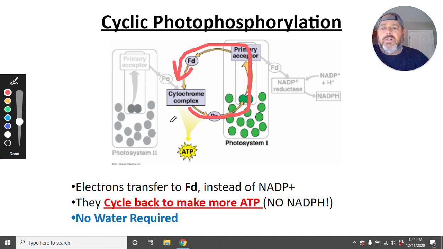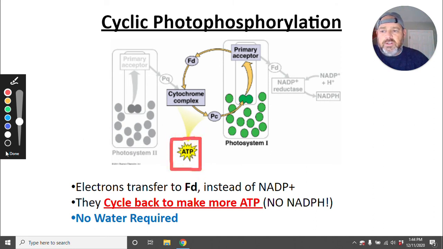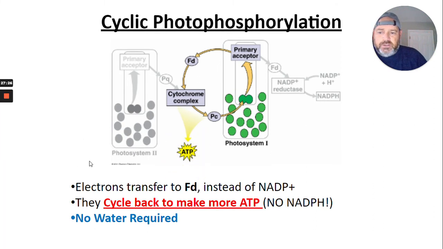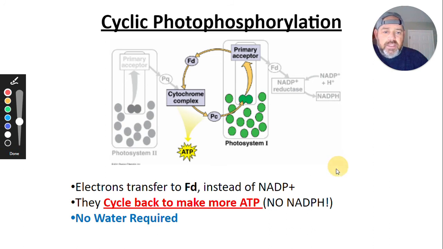So what this is doing is, by throwing it back this way, we can generate more of this. We can generate more ATP. So electrons are transferred to FD, which stands for ferredoxin, don't need to know that, instead of NADP+. And so they cycle back to make more ATP, but none of this.